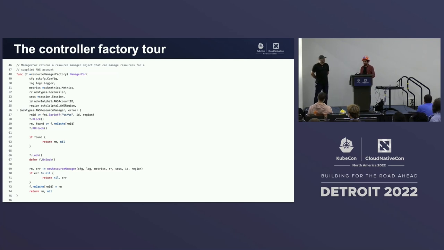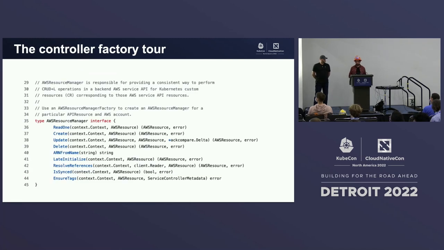So one of the functions we also generate is called manager for. What you've seen before, the delta function and the SDK find functions, are just methods that are part of an object we call the resource manager. And the resource manager is just a go wrapper that helps the controller manage resources in the cloud. So this object, the AWS resource manager, has all these 8 or 9 methods. It's got instructions on how to read a resource, how to create one, update one, delete one, and a bunch of other stuff we use to manage the resources.